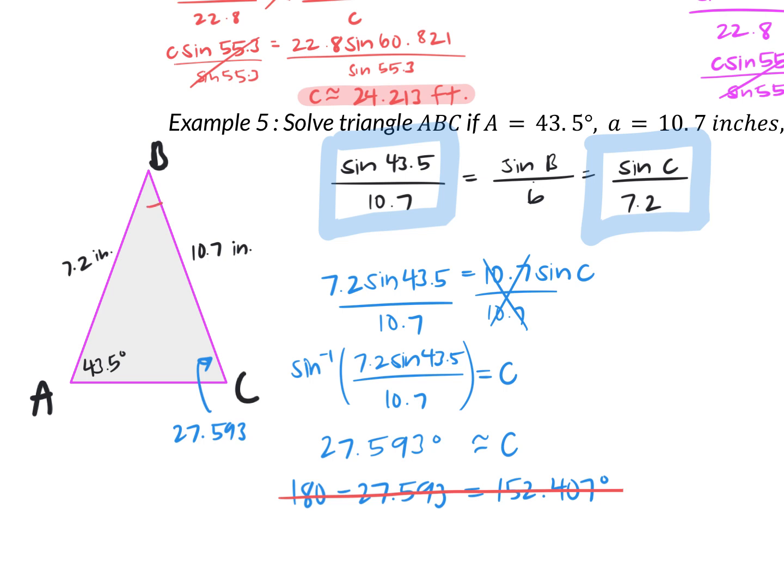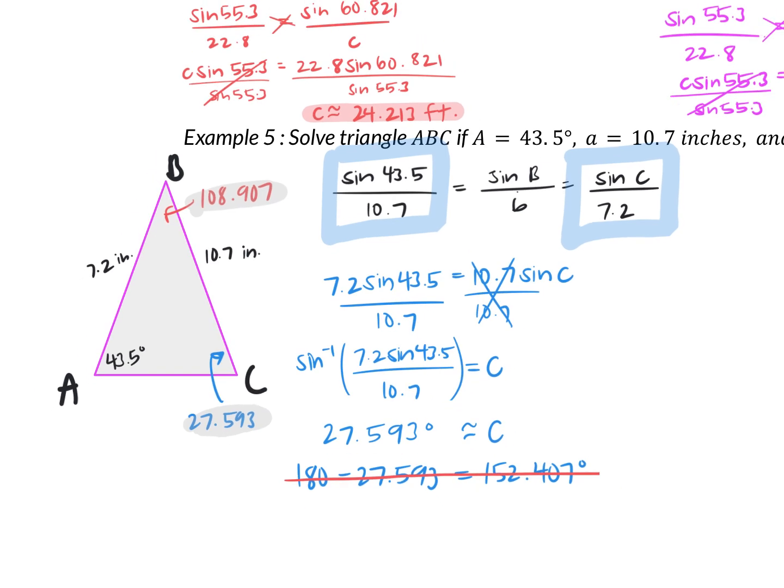So to find my other angle, I'm going to take 180 minus both of these angle measures, and I get 108.907. So I found the missing angle measure, both of them. And now the only other thing that I need to solve for is what? Side length B.